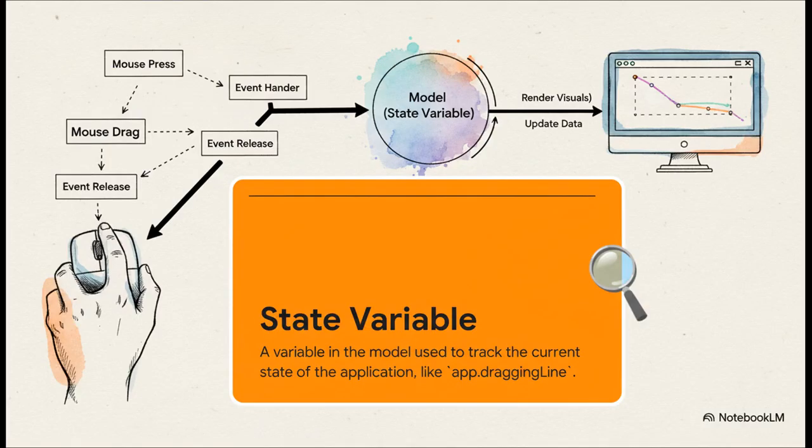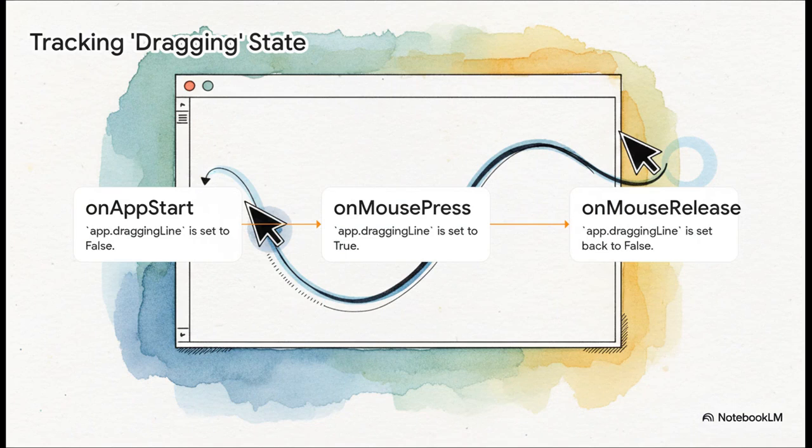Your app often needs to know what mode it's in. Like, are we just moving the mouse around, or are we actively in the middle of drawing a line? A simple true-false variable, something like app.draggingLine, is perfect for keeping track of that. And just look how cleanly this works. When the app first starts, we're not dragging anything, so that variable is false. The moment onMousePress gets called, we flip the switch to true. We are now officially in the dragging state. And as soon as we let go, onMouseRelease flips it right back to false. See? We've perfectly captured the entire duration of that drag action with one simple variable.